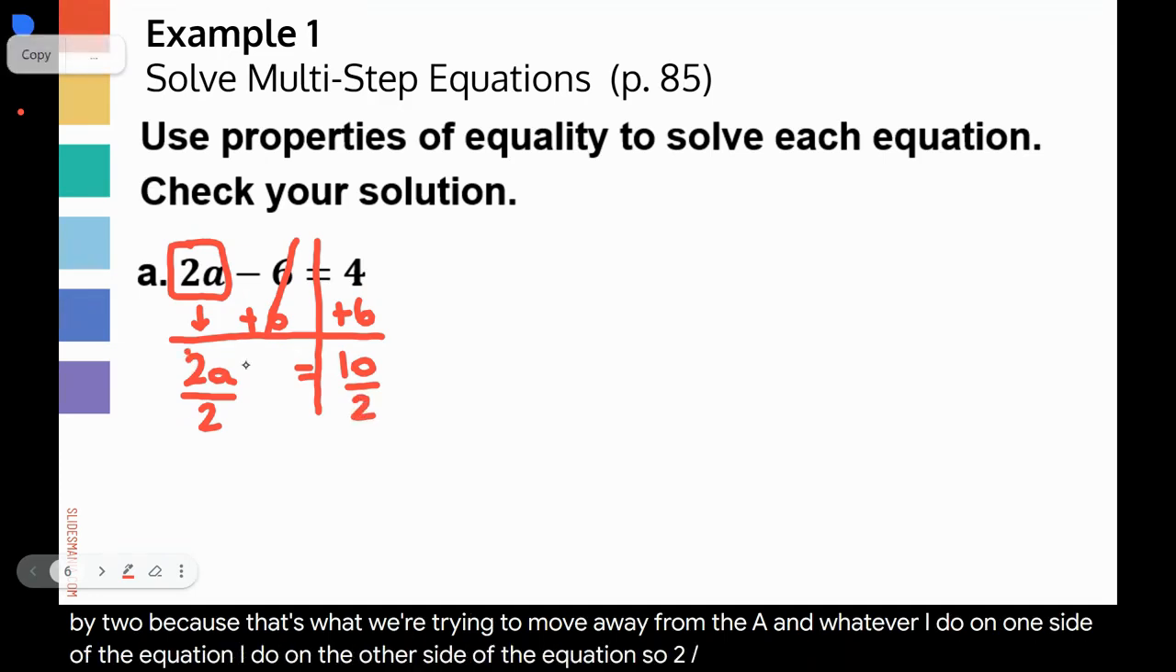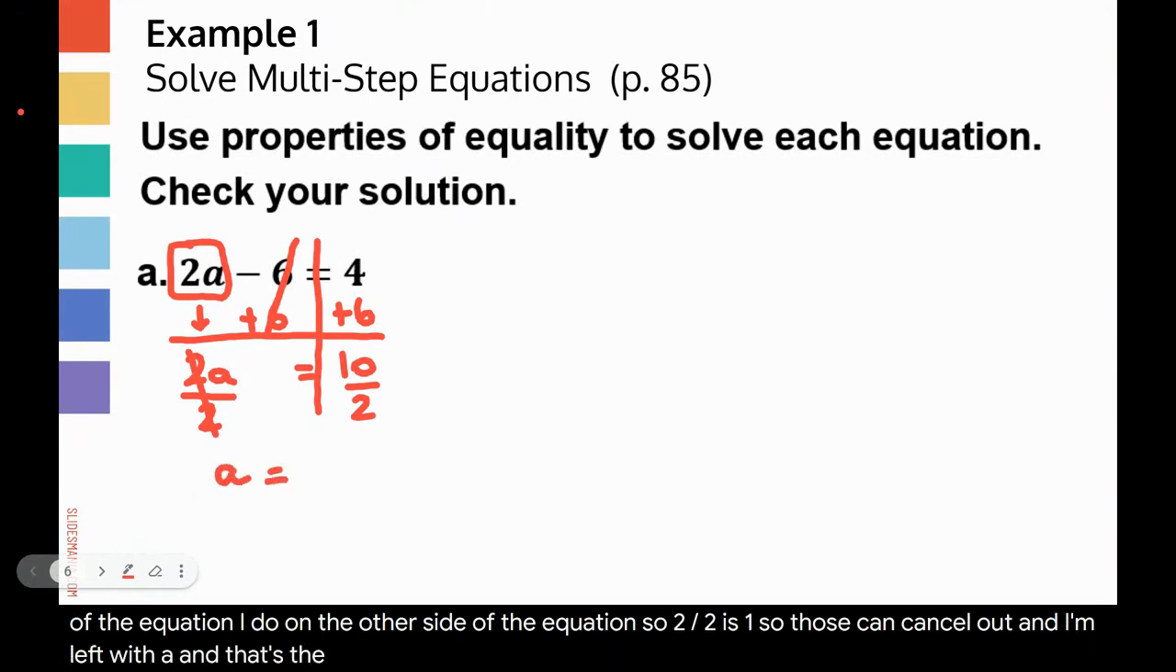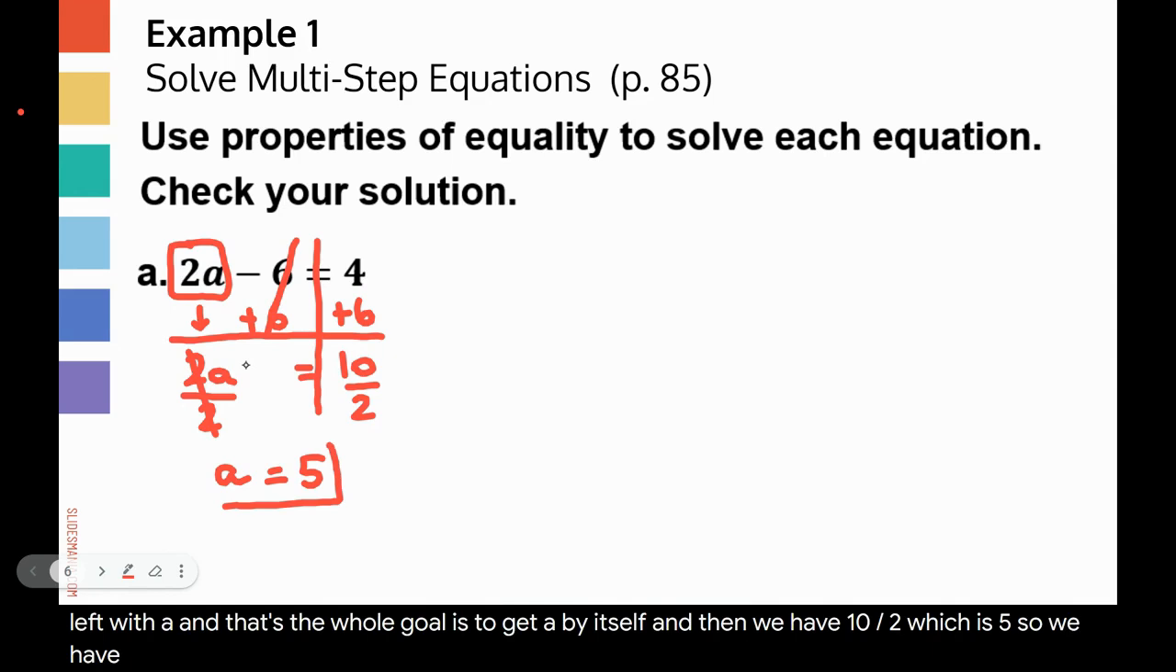So 2 divided by 2 is 1, so those can cancel out and I'm left with a. And that's the whole goal, to get a by itself. And then we have 10 divided by 2, which is 5. So we have a equals 5 for our answer.